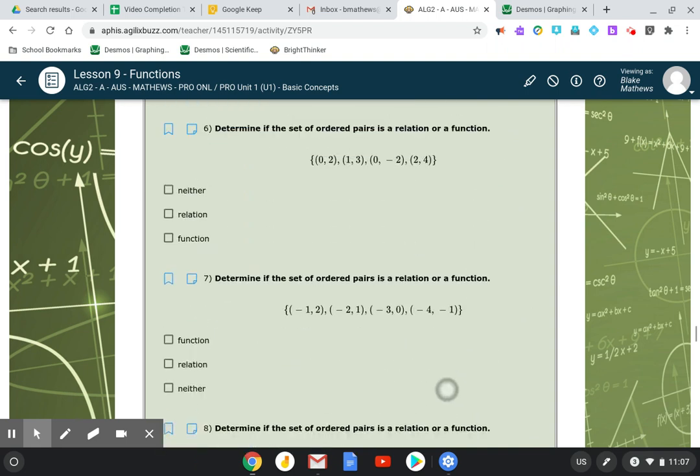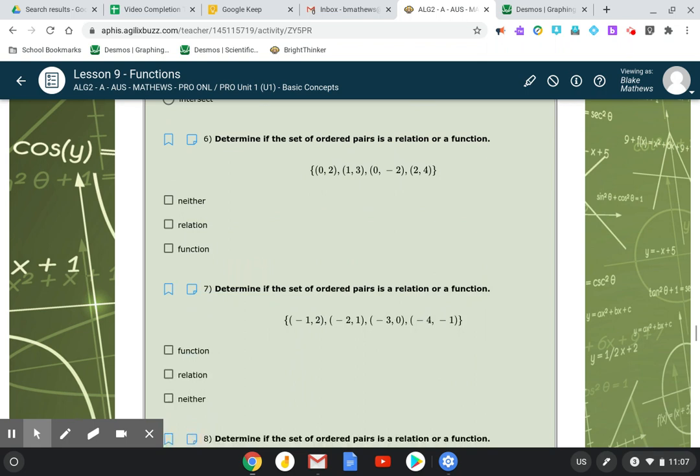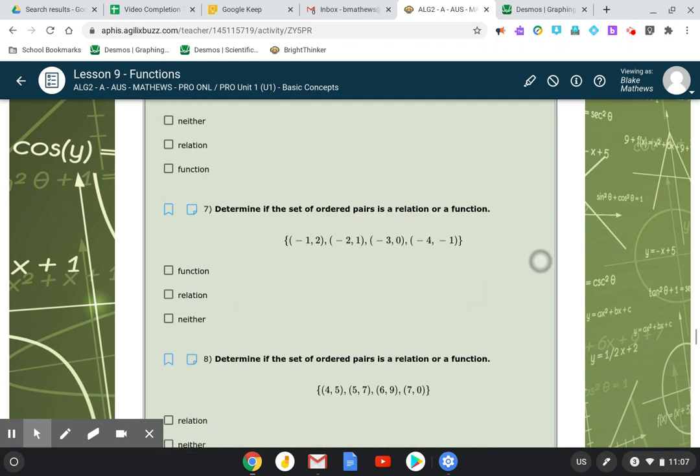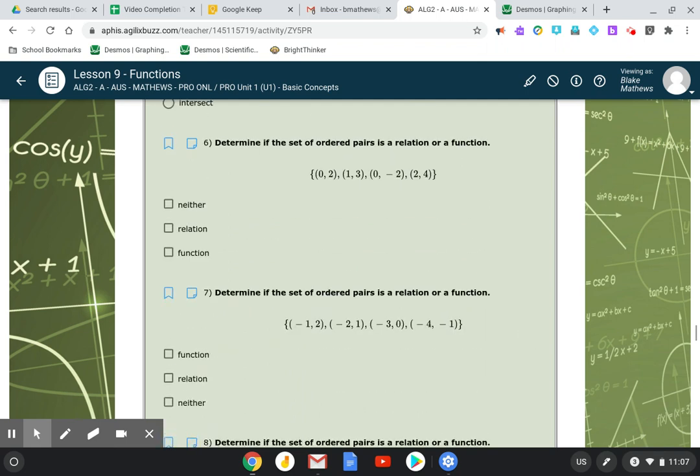It's just 3 different sets as to whether or not they are relations, functions, or neither. I will tell you right now, the answer is never neither. All of these are relations, automatically relations. Every set of ordered pairs is a relation. But what you have to decide is whether or not those sets are functions.